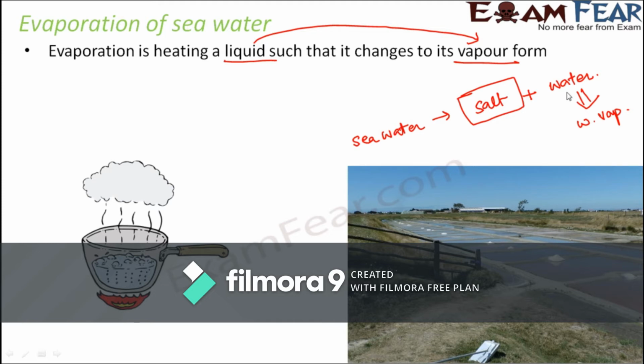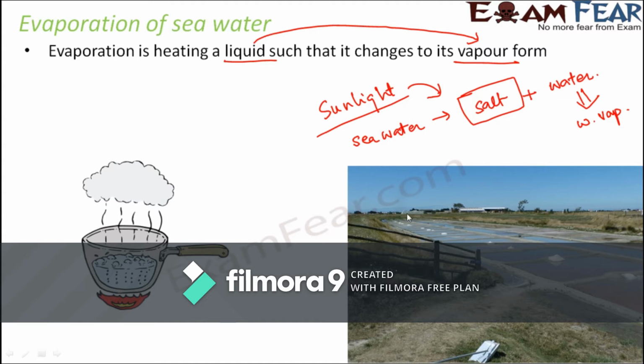Correct? Okay. The next question would be, if the salt and the water got separated, how or why did evaporation of seawater happen? Because we did not heat the seawater. We do not need to heat it because in the presence of sunlight, it is anyway getting enough heat. The sunlight has a lot of heat. So in the presence of sunlight, evaporation will anyway take place. All this happens in the presence of sunlight. So that's how you are left with the salt.